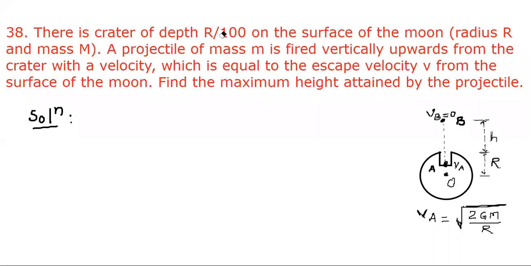There is a crater of depth r upon 100 on the surface of the moon, where the radius of the moon is r and its mass is m. A projectile of mass m is fired vertically upwards from the crater with a velocity which is equal to the escape velocity v from the surface of the moon. Find the maximum height attained by the projectile.